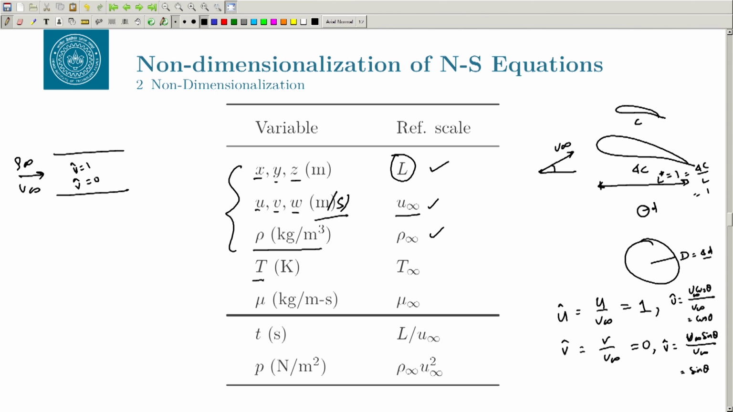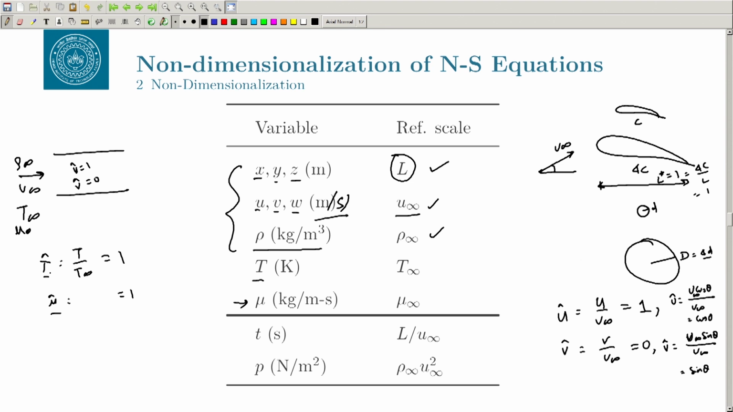Similarly, the temperature can be non-dimensionalized with respect to T infinity. So your T hat will become T by T infinity, which is 1, right. You can non-dimensionalize your viscosity based on mu infinity. So that will also become 1, so mu hat will also become 1. I am representing all the hat quantities as the non-dimensional quantities, so there is no unit for these. U hat, T hat, mu hat, they have no units.